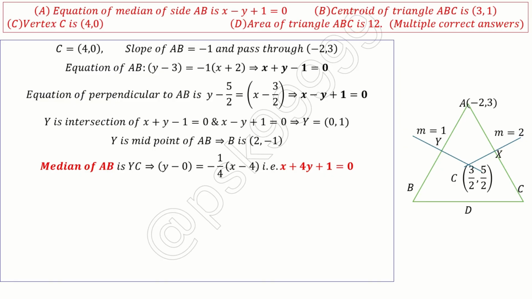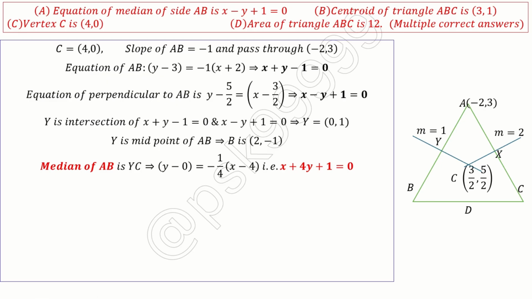The median to AB is nothing but YC, correct? Because Y is the midpoint of AB. So if I draw a line YC, that is the median. I have 2 points: C is 4 comma 0 and Y is 0 comma 1. From these two, I can get my equation, which is nothing but x plus 4y minus 4 equal to 0, but here it is given as x minus y plus 1 equal to 0, which is not. So this is wrong.